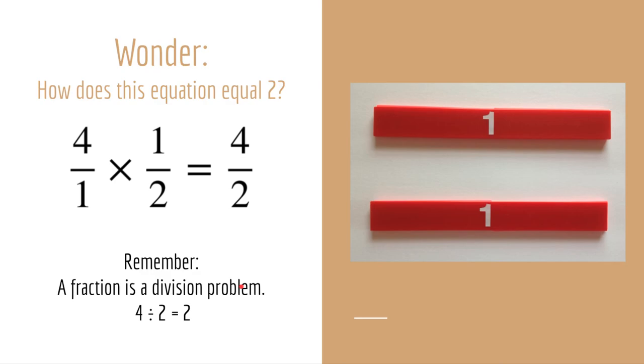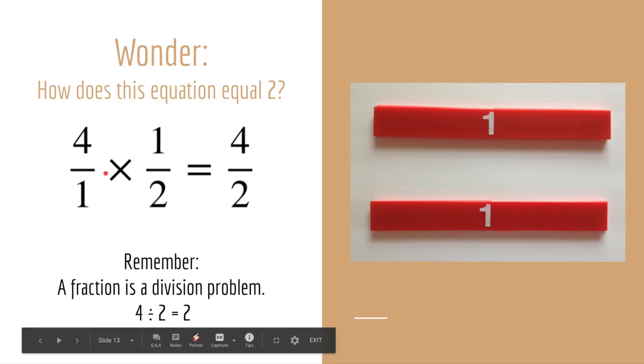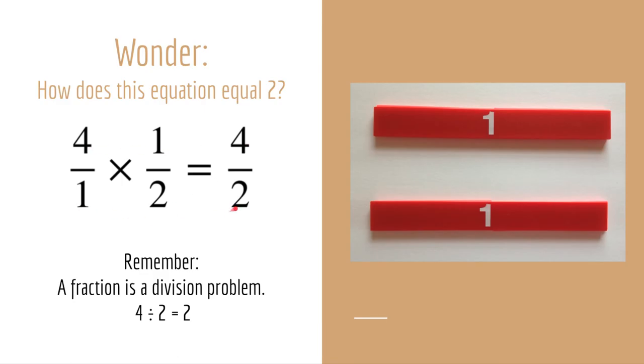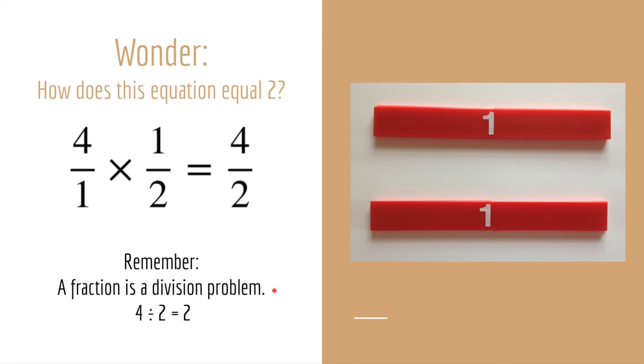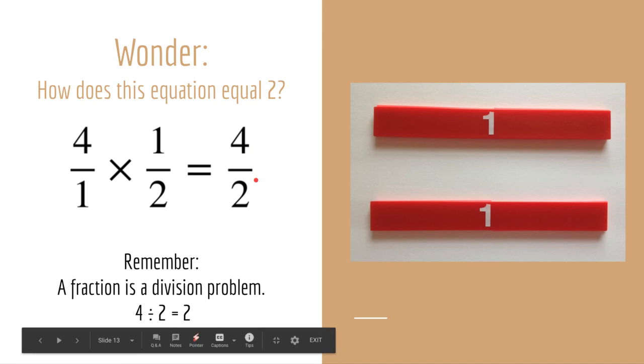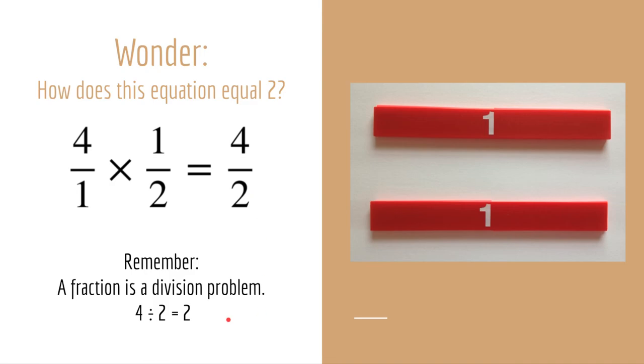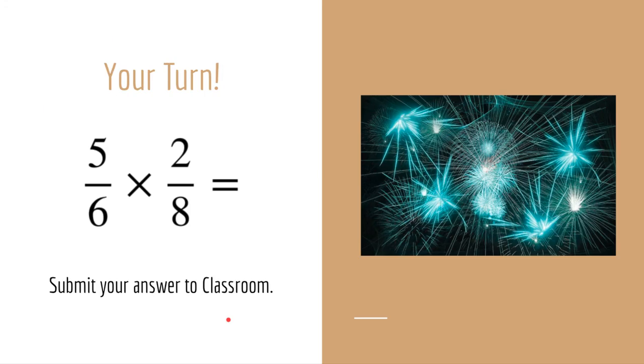How does this equation equal 2? Well, if I multiply our numerators together, 4 times 1 equals 4, and 1 times 2 equals 2. And if you remember, a fraction is just a division problem, and 4 divided by 2 equals 2. And that's how we end up with 2 wholes.